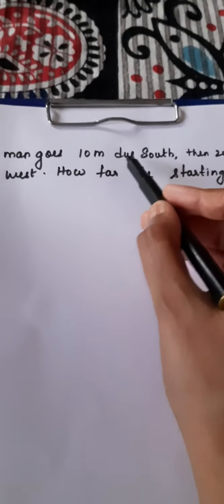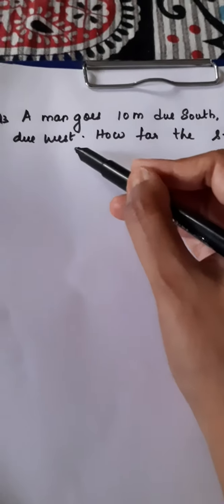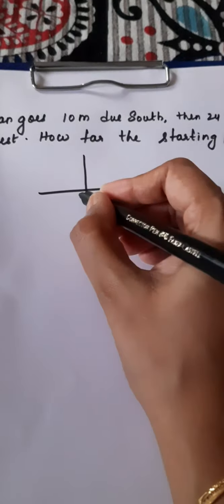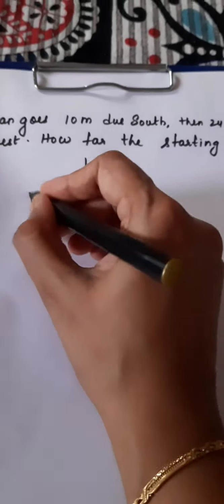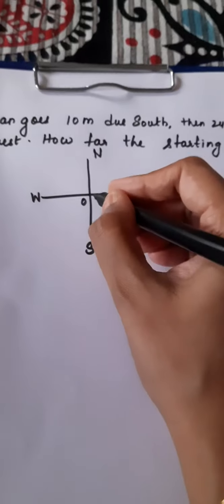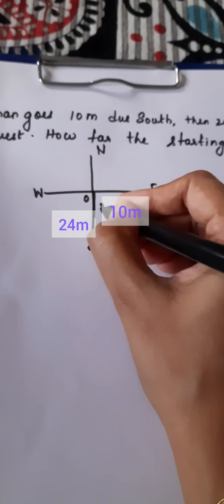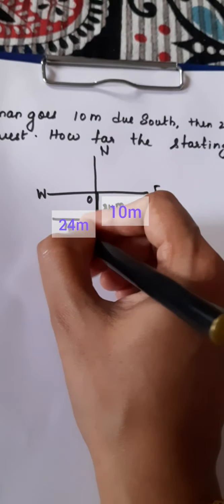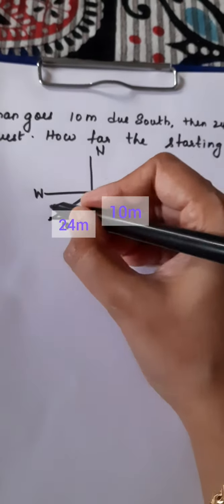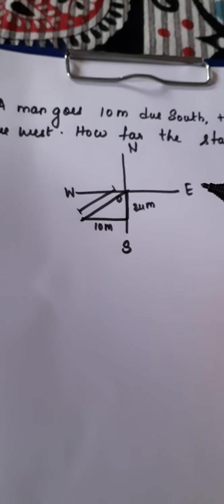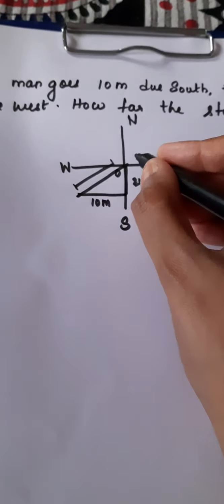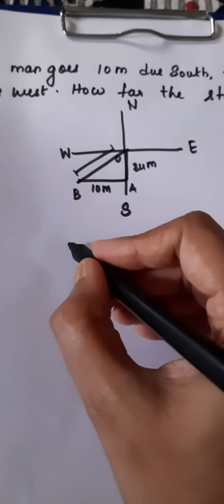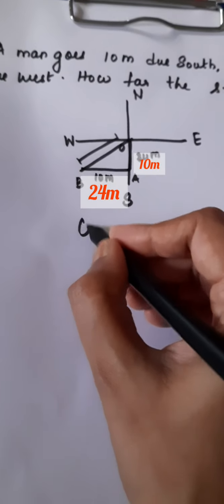Next question, a man goes 10 meters south and then 24 meters west. So how far is he from the starting point? In the same way we need to draw the directions east, west, north, south. First he moves 10 meters towards south, then 24 meters west. We need to find how far he is from the starting point. Again, we need to find the longest side of this right angle triangle. Let's name it triangle OAB.